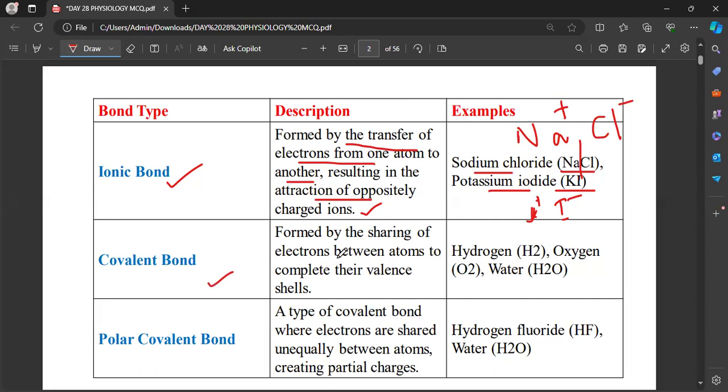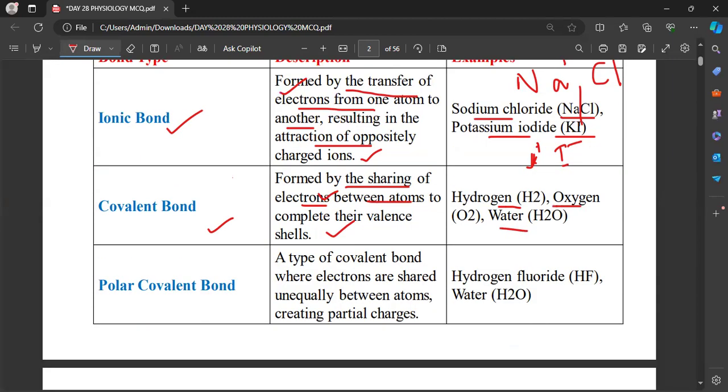Here the sharing of electrons happens between the atoms to complete their valence shells. I hope you all know the basic chemistry, which means the K shell, L shell, M shell and so on. In the first shell, 2 electrons can be filled, in the second, 8, and in the third, 18. So to complete their valence shell, the electrons will be shared. That is what a covalent bond is. Here the electrons are shared, but in ionic bonds the electrons are transferred. Examples are hydrogen, oxygen, and water.